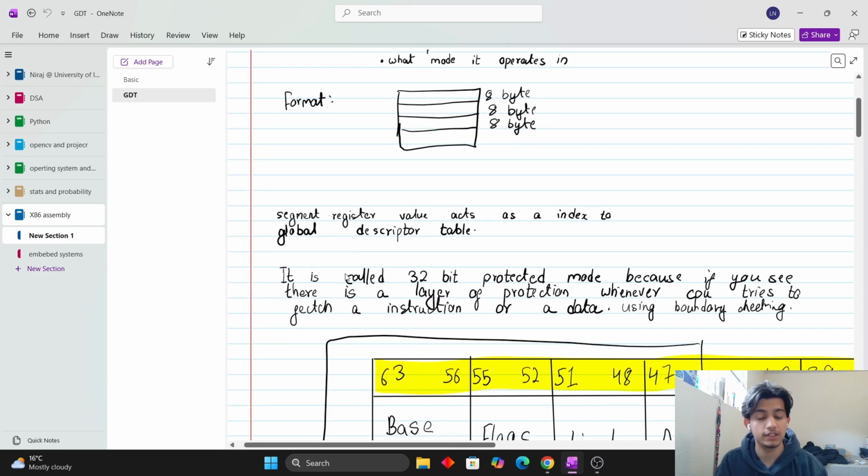This is about 32-bit protected mode. It is called protected mode because each time we try to access some part of memory or an instruction, the CPU will check the boundary. It will also use the global descriptor table to see the limits, what privilege it has, and whether the valid segment is in memory or not. That's why it adds a new layer of protection to the memory.